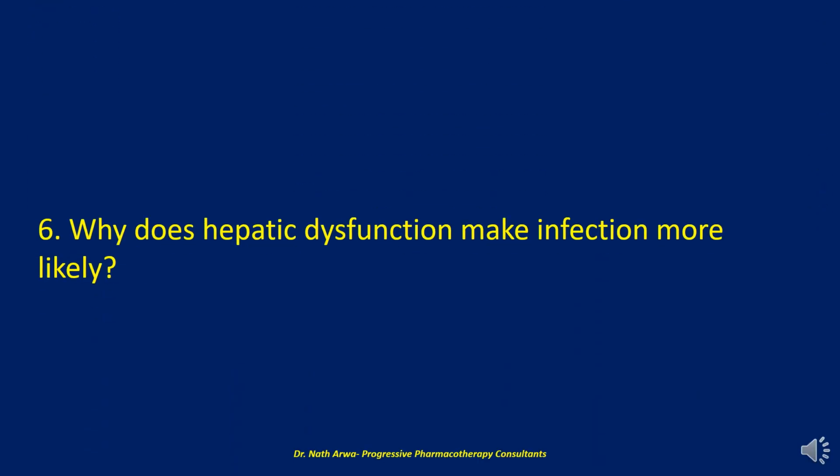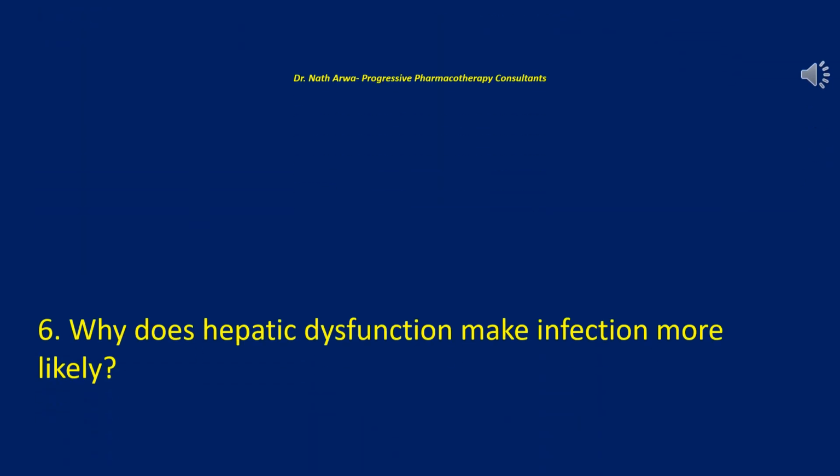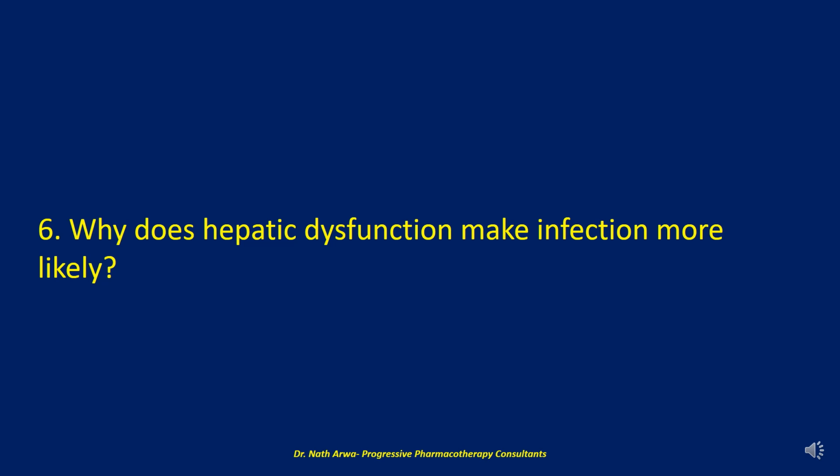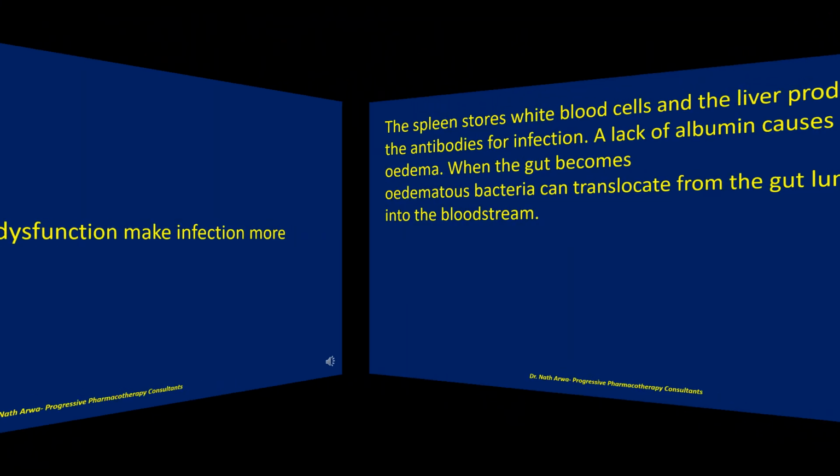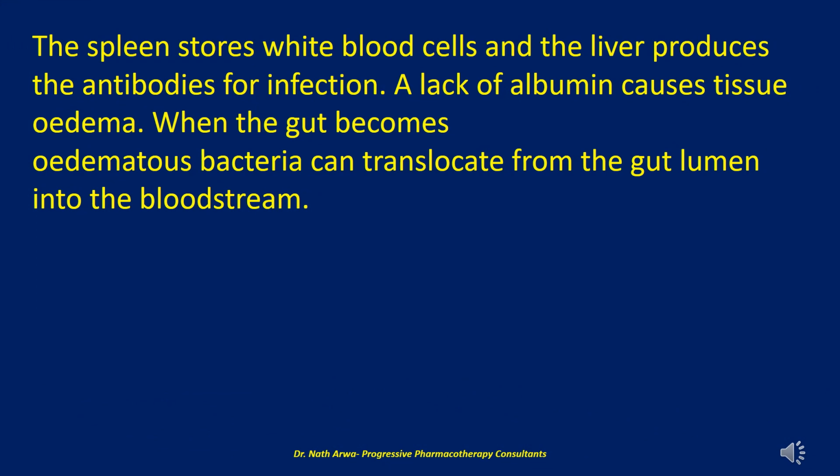Question 6 reads, why does hepatic dysfunction make infection more likely? The spleen stores white blood cells and the liver produces the antibodies for infection. A lack of albumin causes tissue edema. When the gut becomes edematous, bacteria can translocate from the gut lumen into the bloodstream.